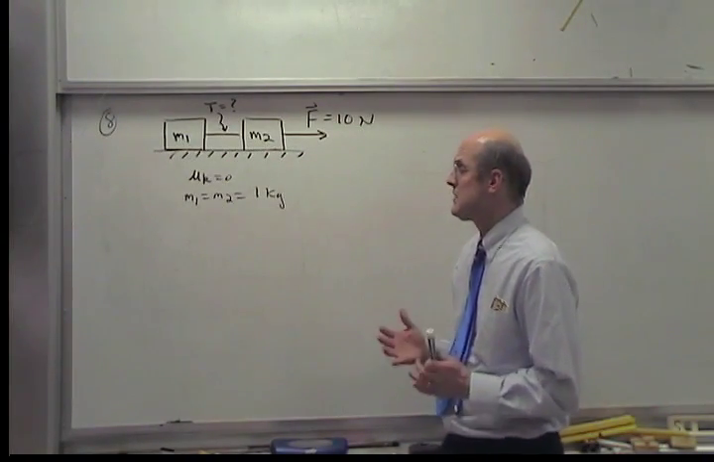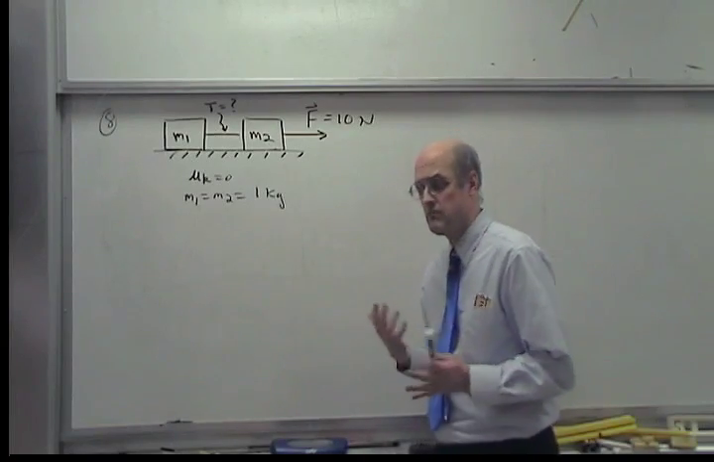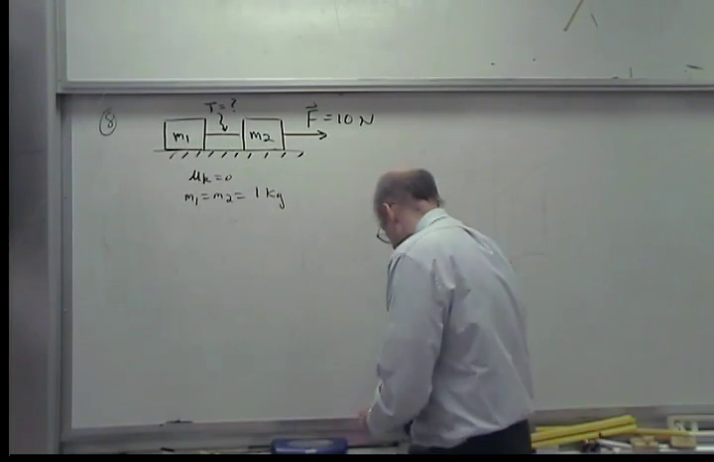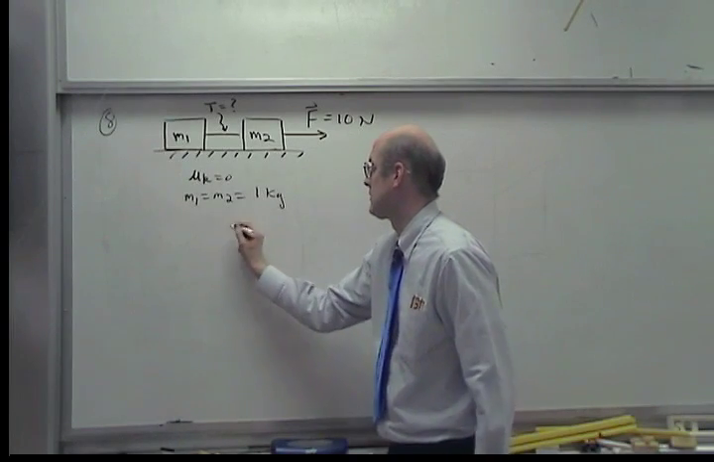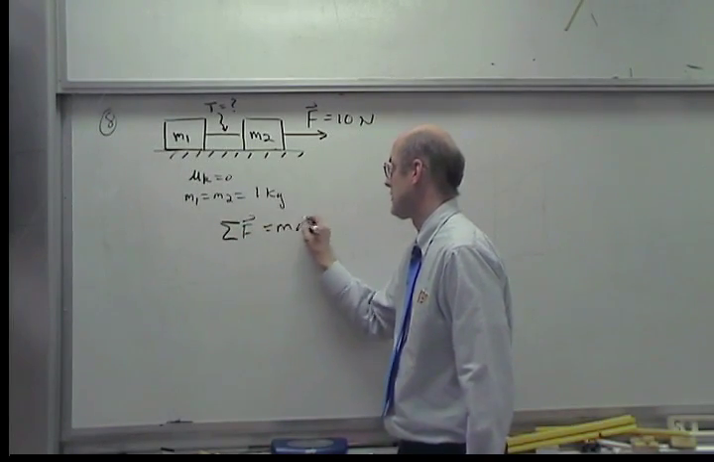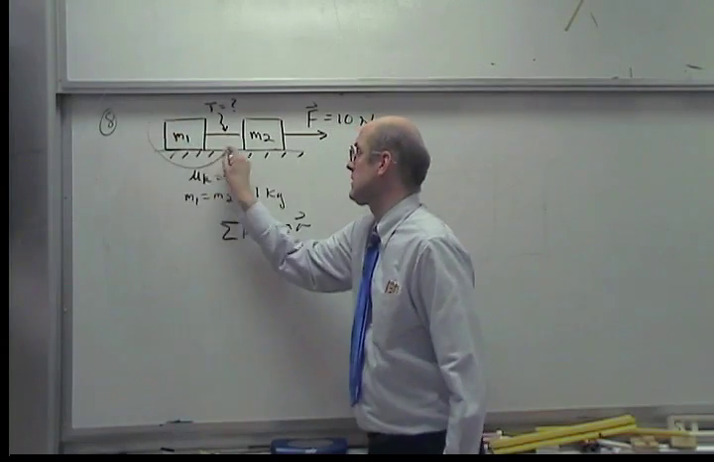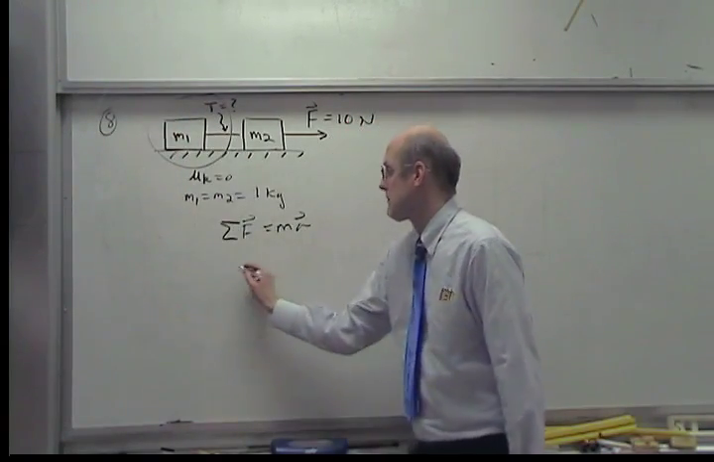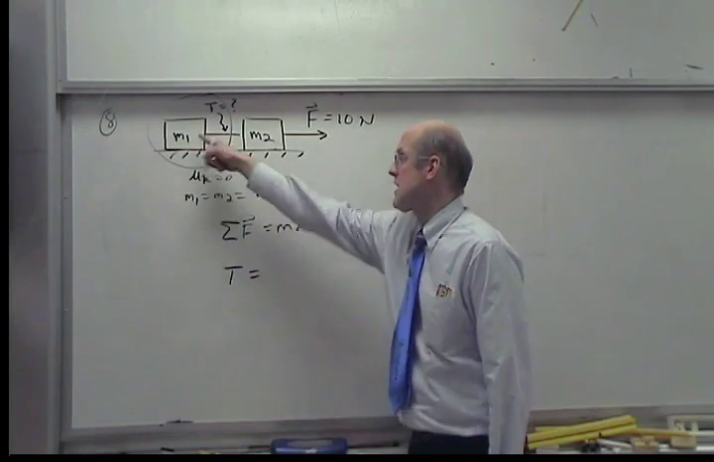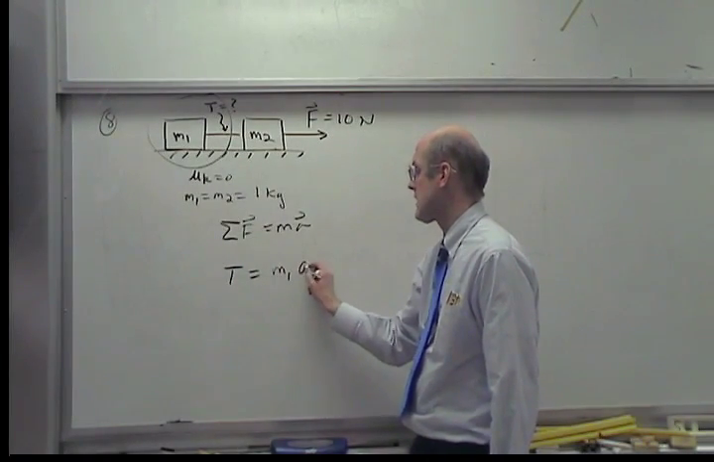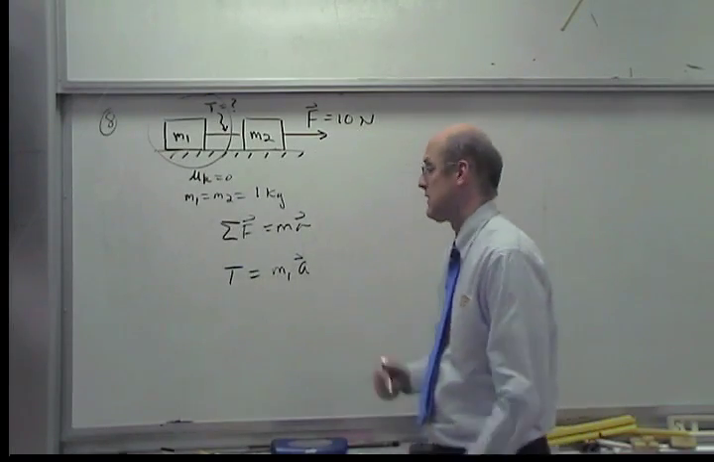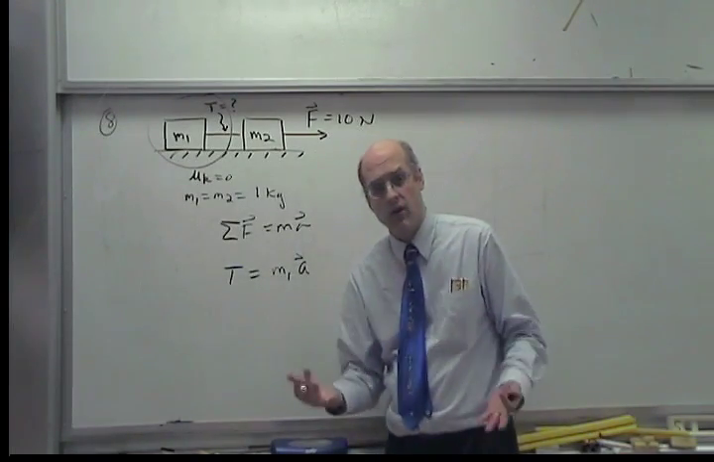So I need an equation for tension. So Newton's second law, of course. So we have sigma F equals Ma. I'm going to isolate M1. So the net force of M1 then is the tension. That's equal to M1 times A. So to get the tension, really all that I need is the acceleration. Who am I going to call?